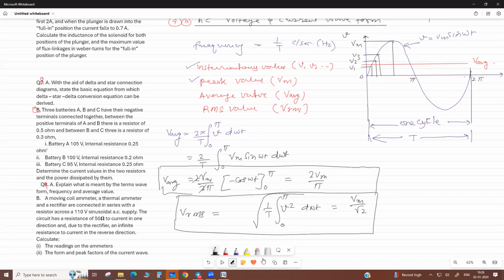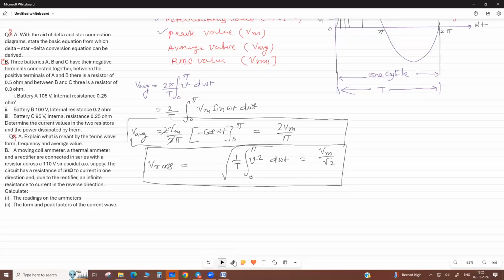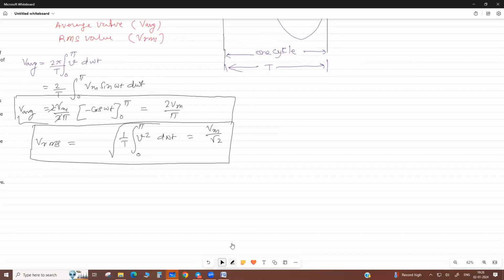And the peak value, you know. Now sometimes there are two more: peak factor and form factor. Peak factor, not power factor, it is peak factor.